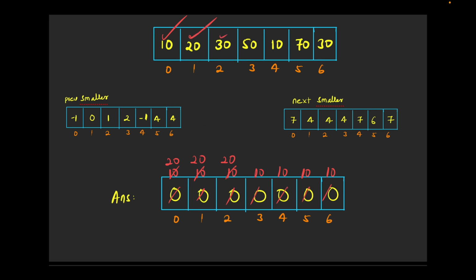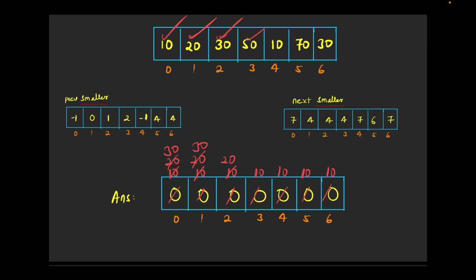Let's go to the 30. 30, you are smaller for how many window sizes? The index is 2. So the next smaller is 4, the previous smaller is 1, minus 1, which is nothing but 2. So 30 is smaller for window size 2. So let's update: 30 is greater than 20, 30 is greater than 20. Okay, I'm done with 30.